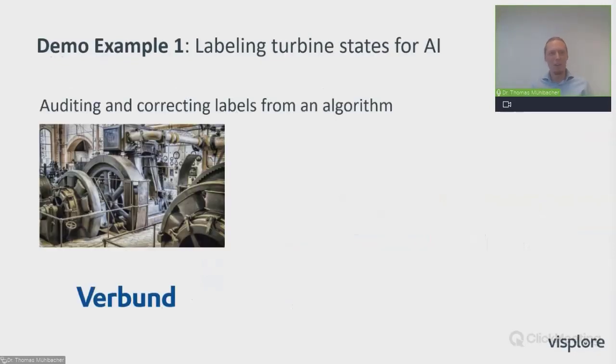All right, now it's demo time. Let's look at some examples of labeling in action. The first example is from labeling data from a turbine. It shows you how you can label large sensor data by hand to audit and correct the results of an initial labeling algorithm. The use case is from Verbund, Austria's largest producer of hydropower. And the data is from a hydropower turbine. The goal in the use case is to monitor the health of the turbine with an AI. For example, if some temperatures get too high, a warning should be generated for the turbine.